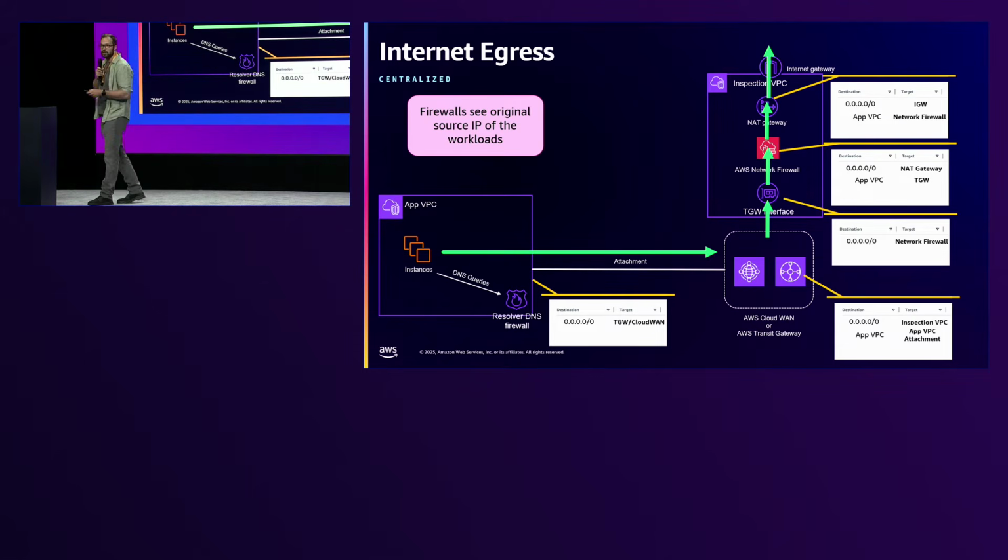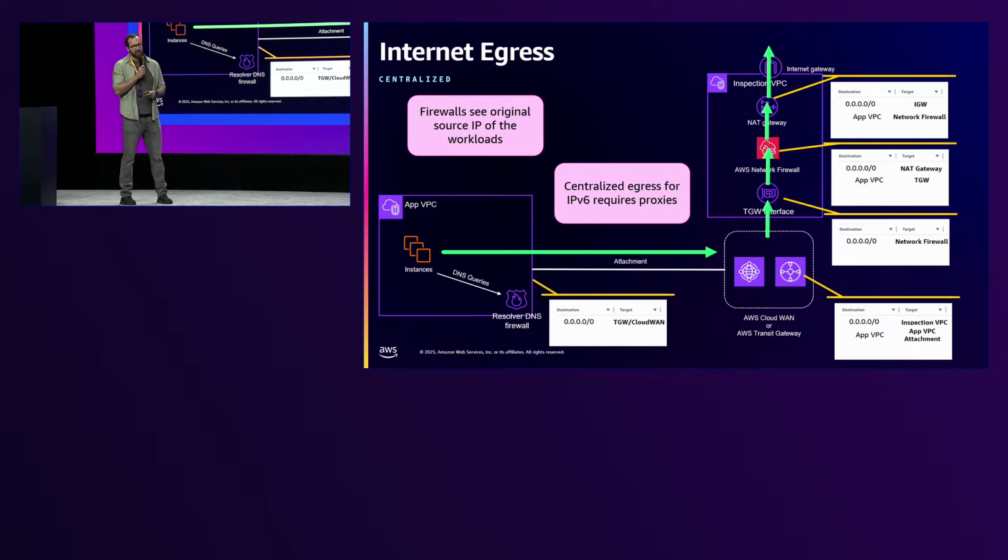The good news here is the firewall can actually see the original IP address of the client as well as the destination. So you can apply your policy just like you would with on-premise. One side call out here is if you have an IPv6 use case, you would actually have to put proxies inside of that egress VPC, or do not do centralized egress. If you want to have more questions on that one, we can chat afterwards, but just be aware that V6 is a slightly different use case here.